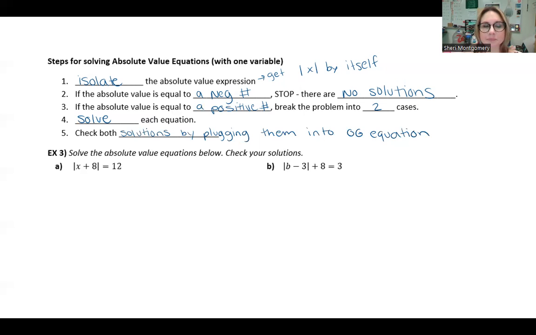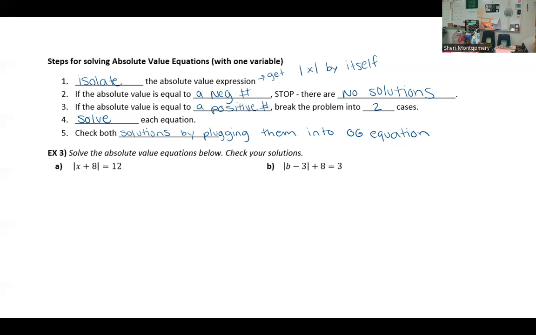Example A. The absolute value of x plus 8 is equal to 12. Okay. Looking at the absolute value. And so this is where I could take, and it doesn't matter what's inside. Here is just the absolute value. Is it by itself? Is it isolated? We're not adding anything to it. We're not multiplying by anything. Is it by itself? Yes, then we can move on.